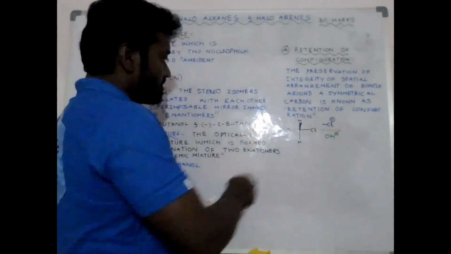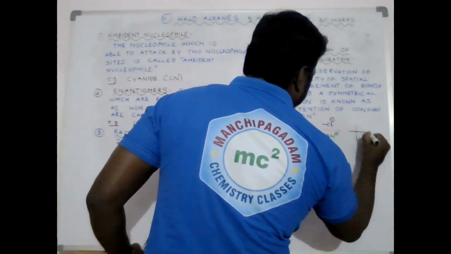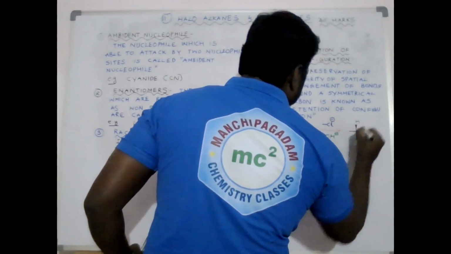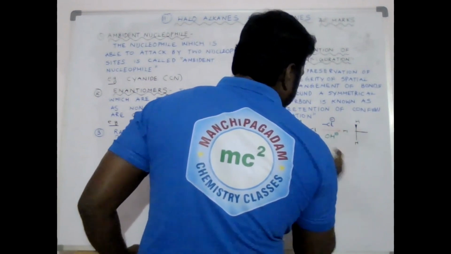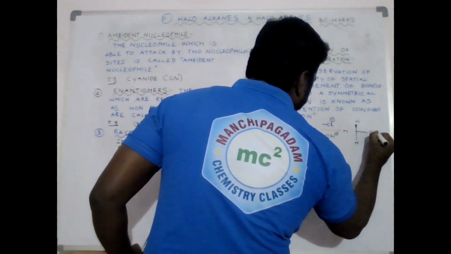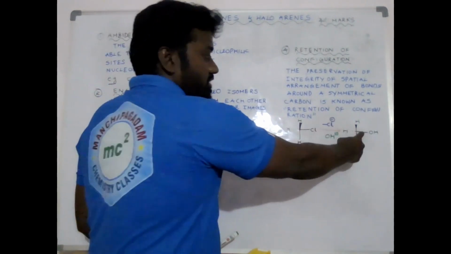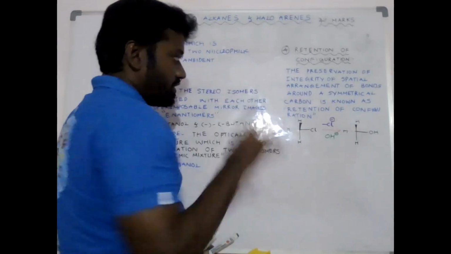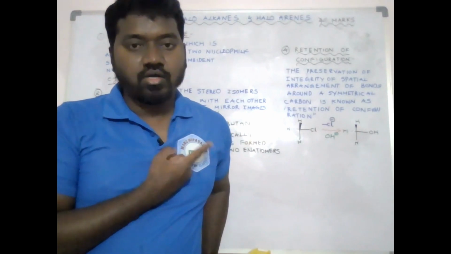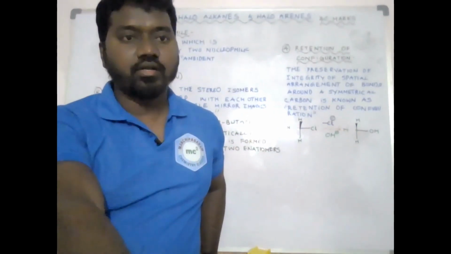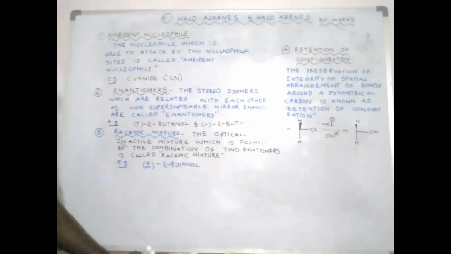So there is no change. All the bonds are the same as they are. Whatever they are, I am writing like this. Here hydrogen, no change. Here dotted line, hydrogen, no change. Here normal line, hydrogen. What is the change here? OH will come like this. So here Cl at which side? Left or right? Right side. OH also right side. Correct? So there is no change in the spatial arrangement of bonds. So this configuration is called retention of configuration, right? So these are the four 2 marks questions.